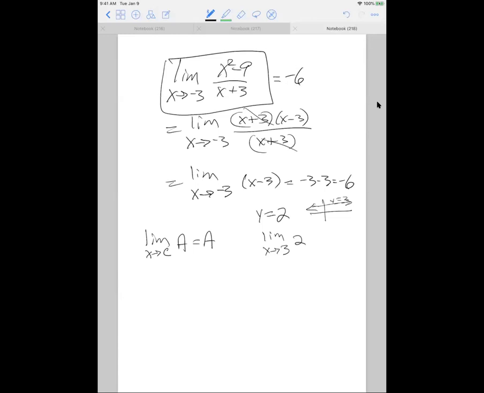What's the limit as x goes to 3 of 2? What's the answer? It's 2. So no matter what x is going to, the answer is 2 if it's a constant.